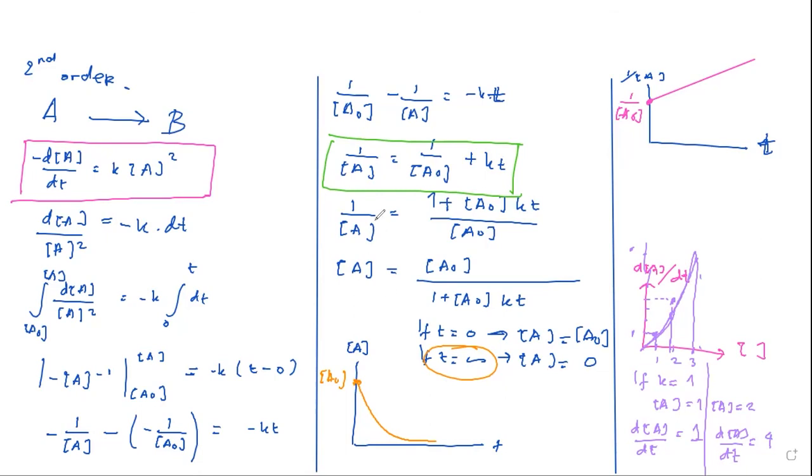Now we'd like to find the half-life, the half-life of the second order reaction. Once again, half-life is when the concentration changes to half of its original value. So we can find it using this formula: 1 over A equals 1 over A0 plus kt. You can see that 1 over A can be changed to 1 over half of A0, right? Like this.